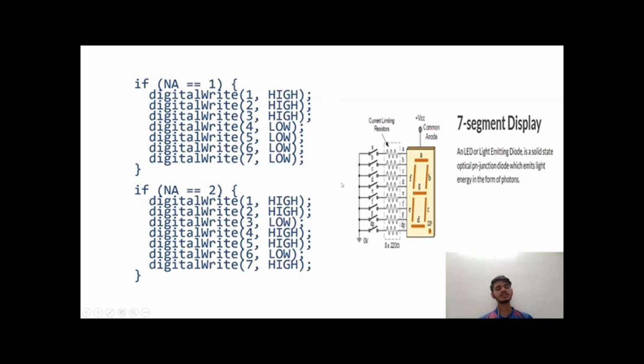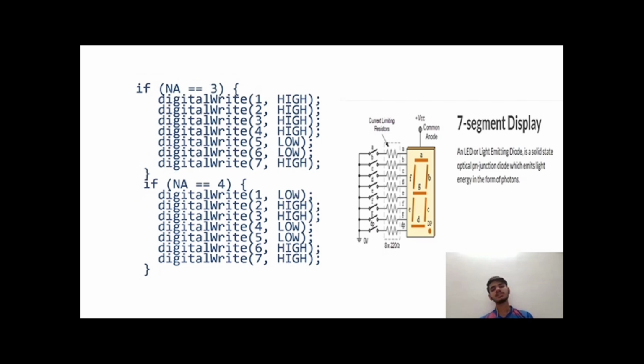Now, similarly, it goes for 1. The first pin A should be high, B should be high, and C should be high so that we can see the number 1 on the 7 segment display. And pins 4 to 7 should be low so that we can see the number 1 on our screen. Same goes for 2. A, B, G, E should be high to get 2 on the display. Same thing goes on till the number 7.